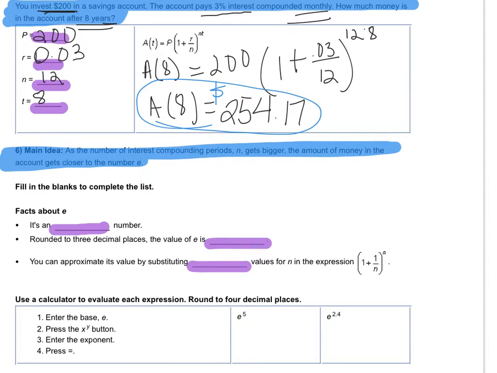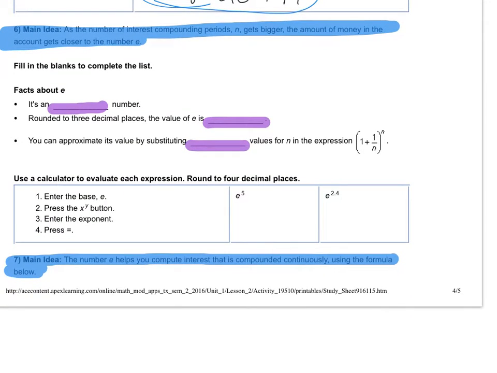Okay, here's some things that we need to know. The main idea: as the number of interest compounding periods n gets bigger, the amount of money in the account gets closer to the number E. So let's talk about it. E is going to be an irrational number. Think about pi. Because it goes on and on forever, it's going to be rounded to 3 decimal places.